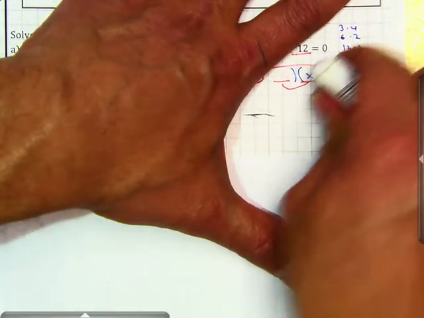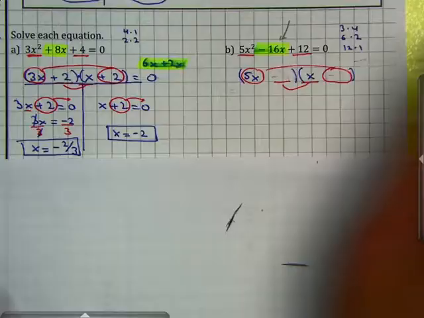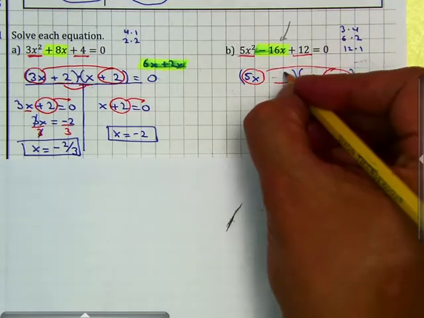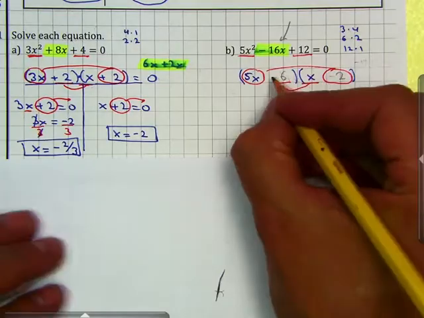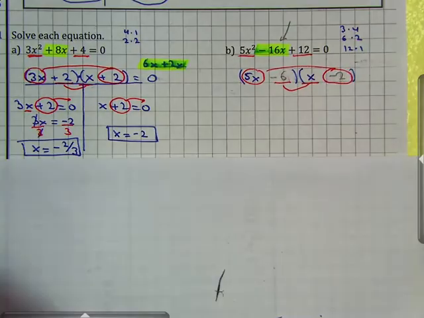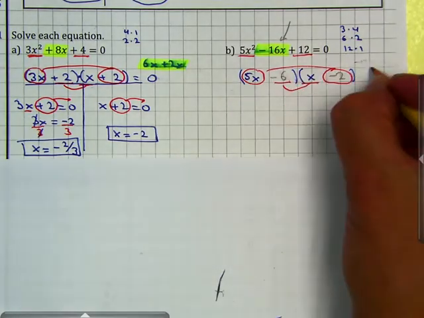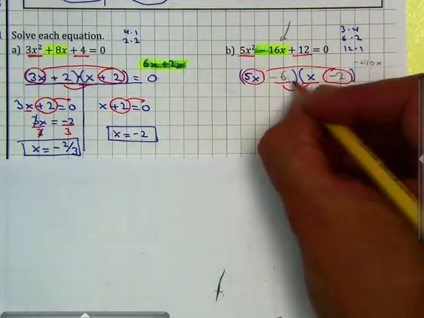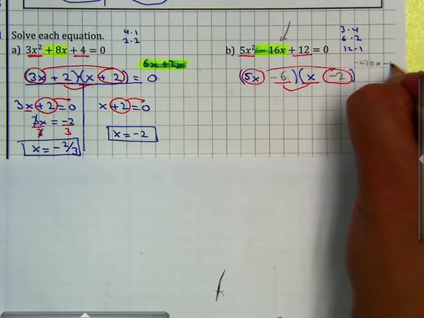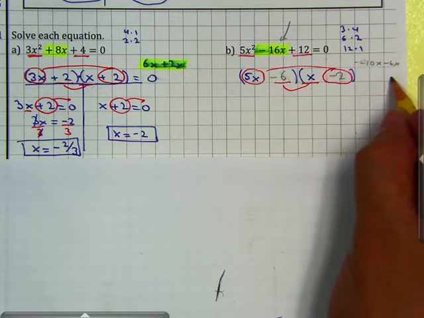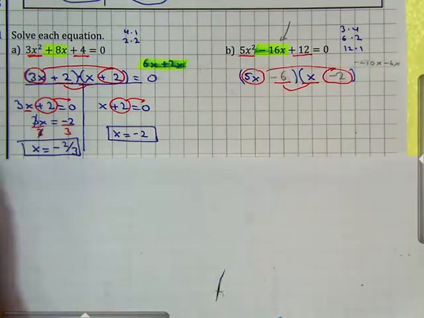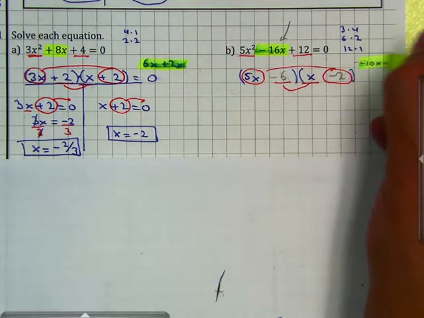So which one should I use next? 6 and 2? Perfect. So I'm going to try 6 and 2. And they both should be negative because they need to add up to a negative 16. So that gives me a negative 10x and negative 6x. Negative 10x minus 6x, that gives me negative 16. Perfect. So those are the ones I'm going to use.